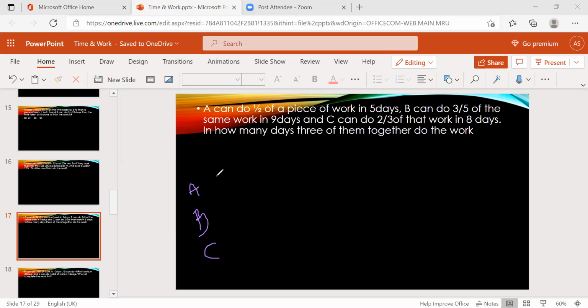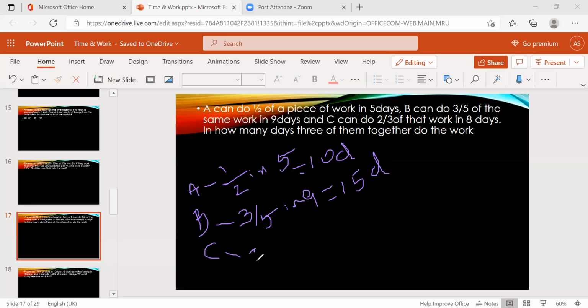So you need to convert that into a full work. First, A is 1/2. That means half work in 5 days, so total work in 10 days, right? And come to B, 3/5 of the work in 9 days. So totally 5 parts, in that 3 parts is 9. So 1 part is 3. So 5 into 3 is nothing but 15 days.